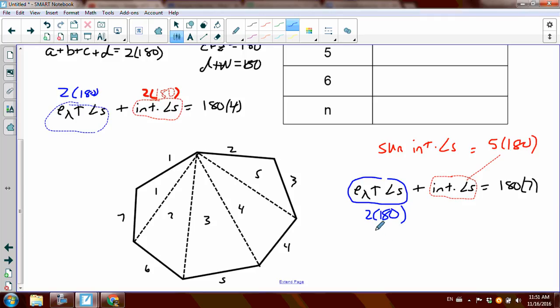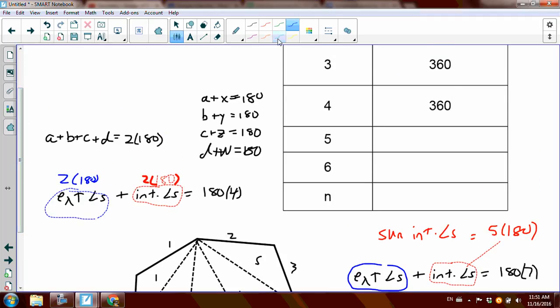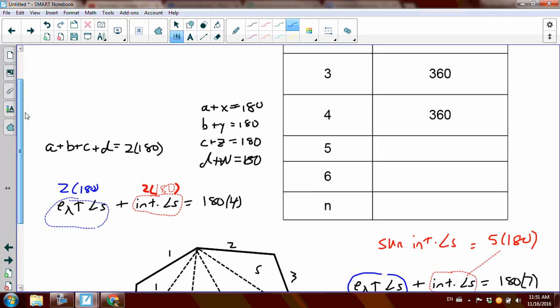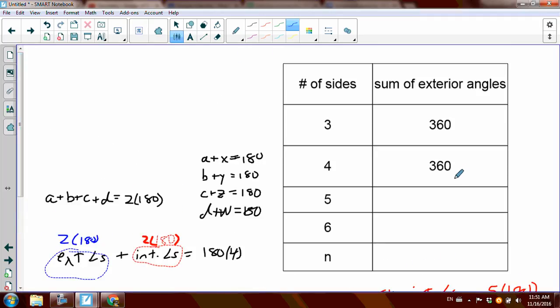So it appears that no matter how many sides the polygon has, the sum of the exterior angles is always going to be 2 times 180, or 360. So it's just 360 across the board. The sum of the exterior angles of any polygon is 360 degrees.